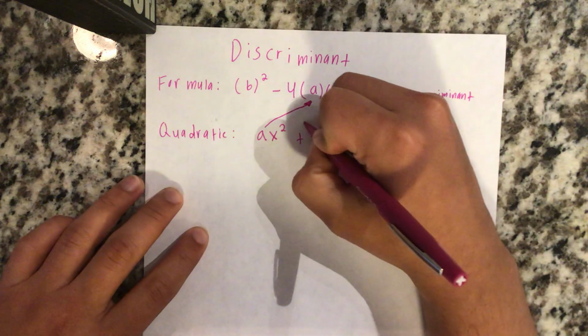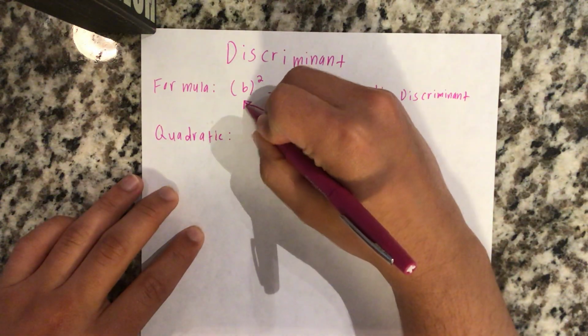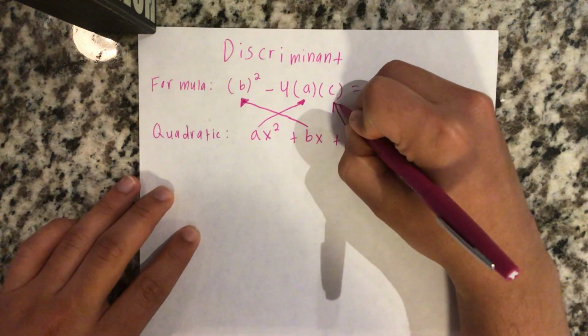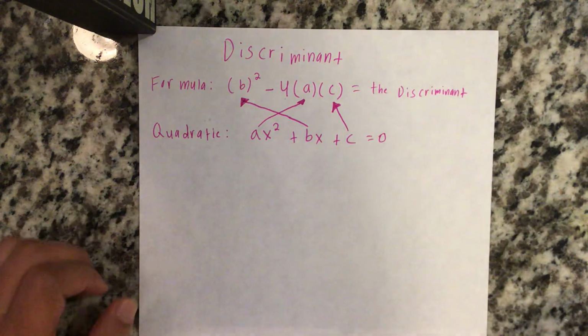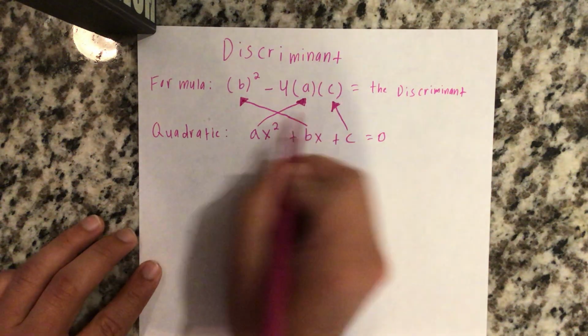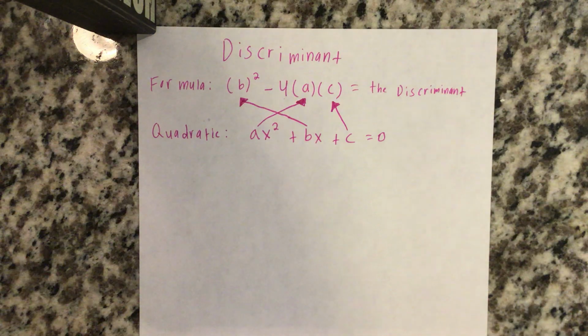We're going to take the a, put it in here. We're going to take the b, put it over here. And then we're going to take the c and put it right there. And that's it. Then we solve it out, we get the discriminant.